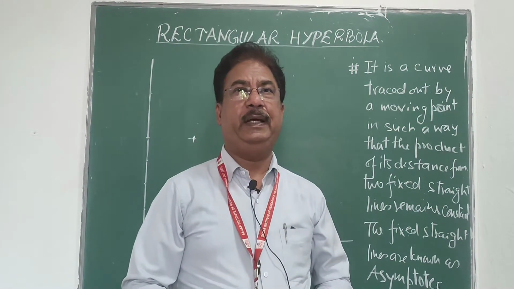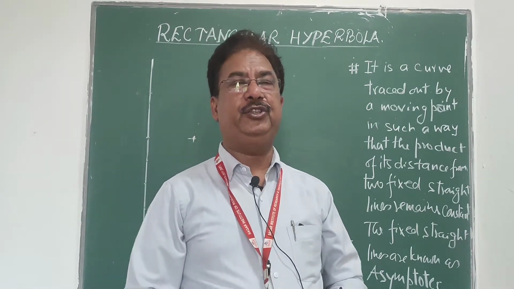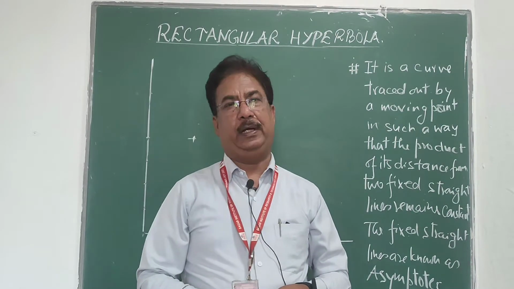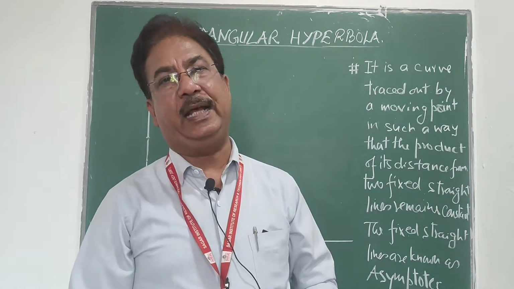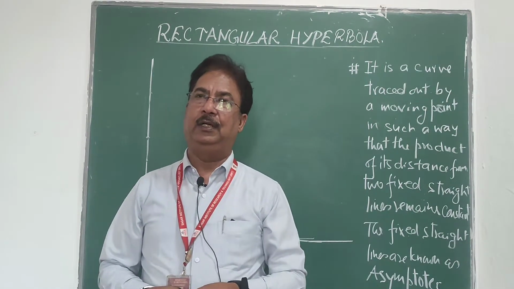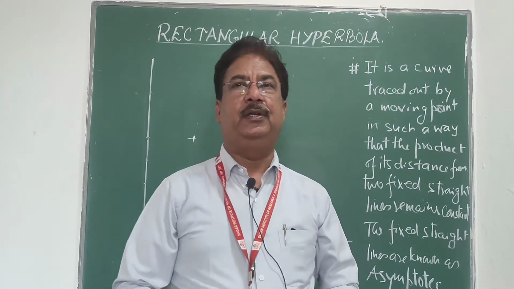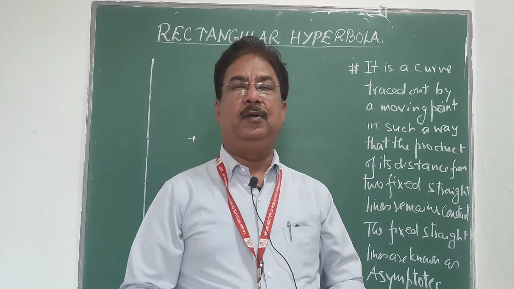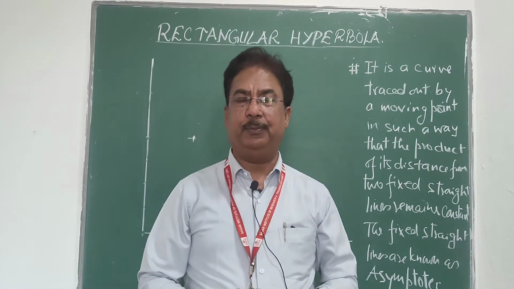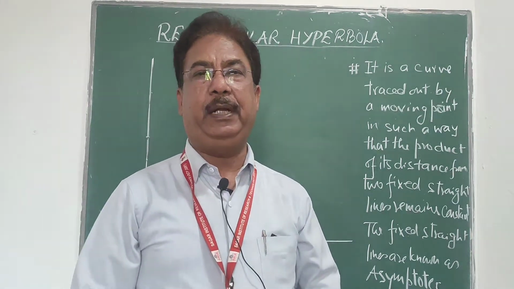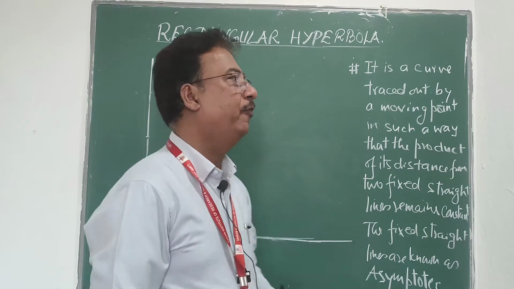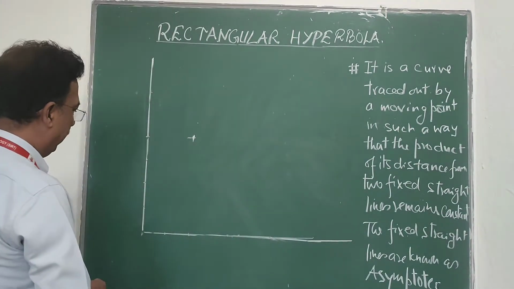So this time I am going to select a problem in which the distances of the moving point from the two asymptotes, those two fixed straight lines, will be given, and we want to plot the rectangular hyperbola. The problem will be like this: draw a rectangular hyperbola when the distance of the moving point P is 40 millimeter from the x axis and 20 millimeter from the y axis. So now I am going to start.